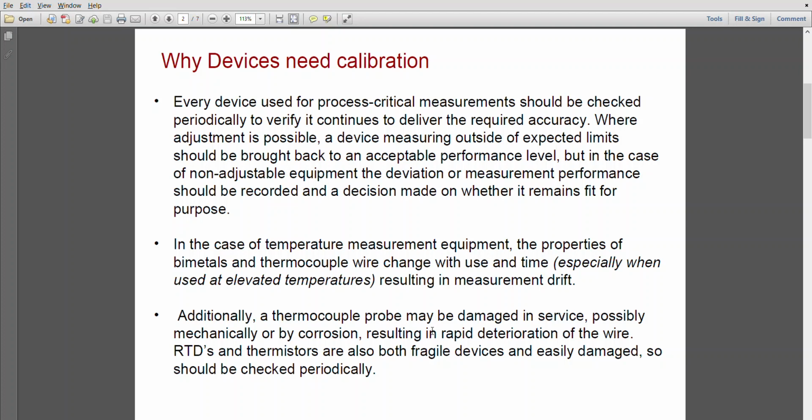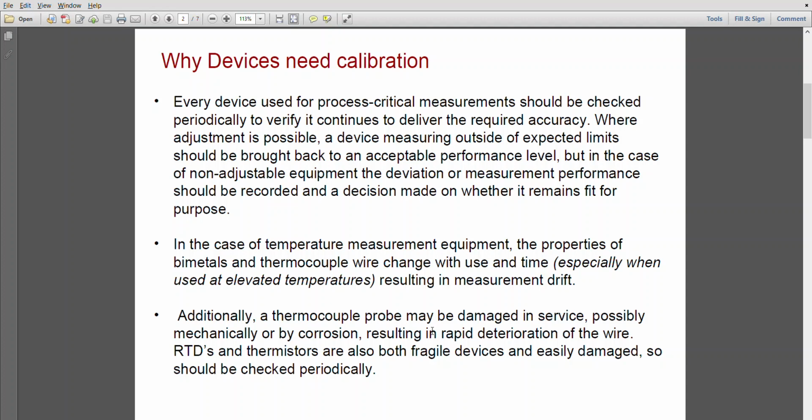In the case of temperature measurement equipment, the properties of bimetal and thermocouple wires change with use over time, resulting in measurement drift. So we all know what drift is. Drift is the change in the output of an instrument when the input remains constant; the output reduces due to various environmental factors. So when the input is constant, the output changes, reduces or drifts due to various environmental factors. That is called measurement drift.